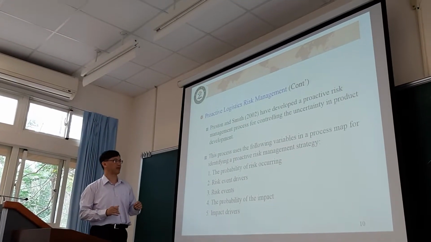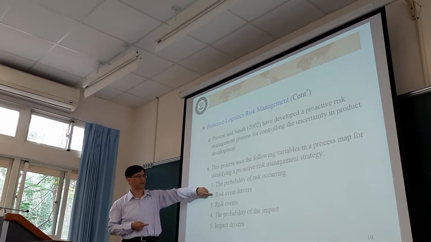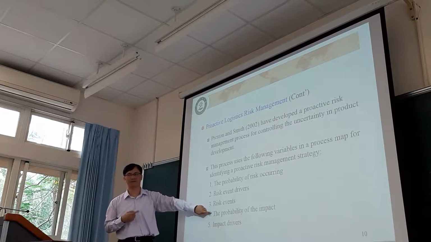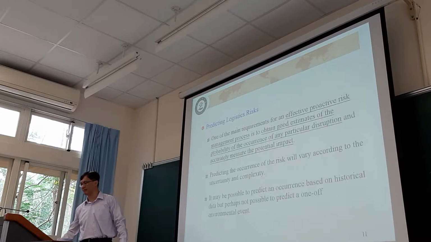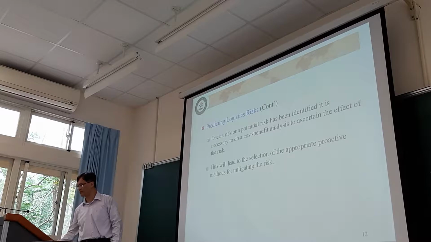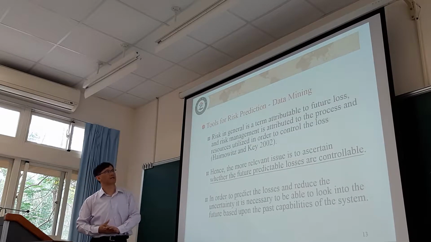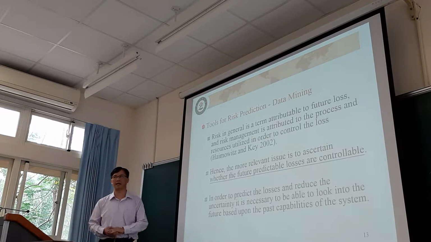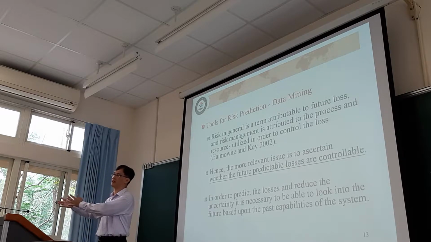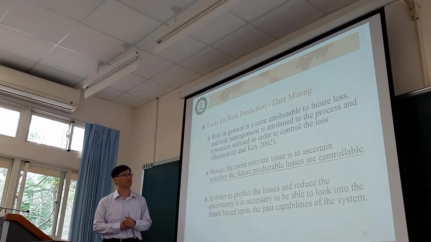Several things we have to define: the probability of a risk occurring, what kind of risk event, the probability of possible impact, and some impact drivers. So let me go to one slide. The one tool starting from 2002 we call data mining. But after data mining, we extend to big data analysis. So they have moved step by step through that.